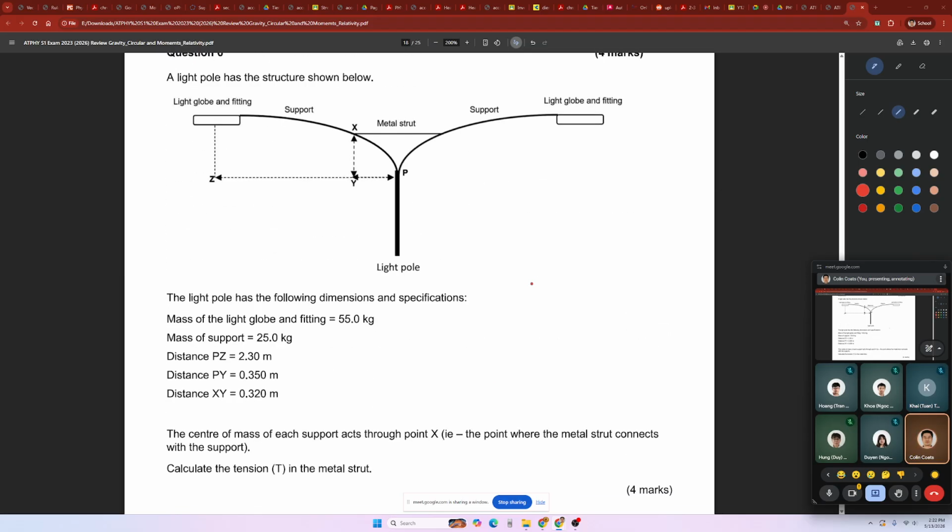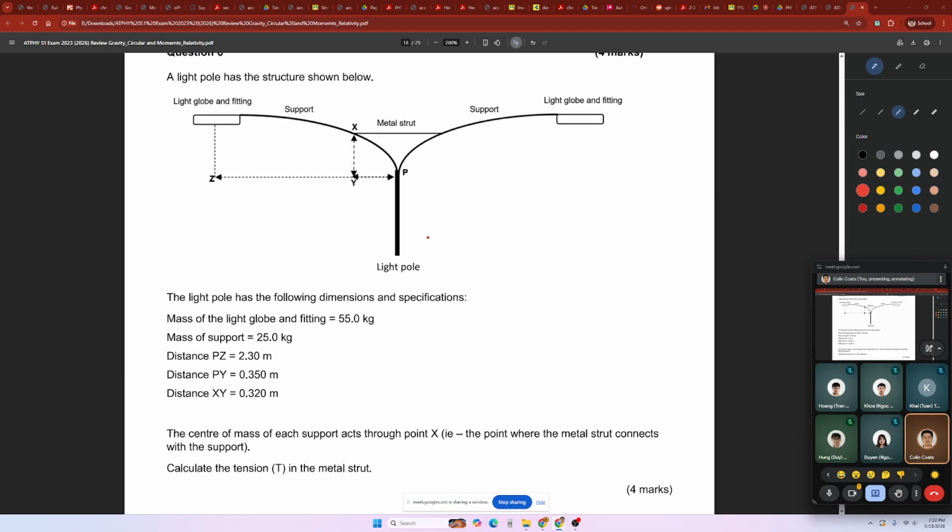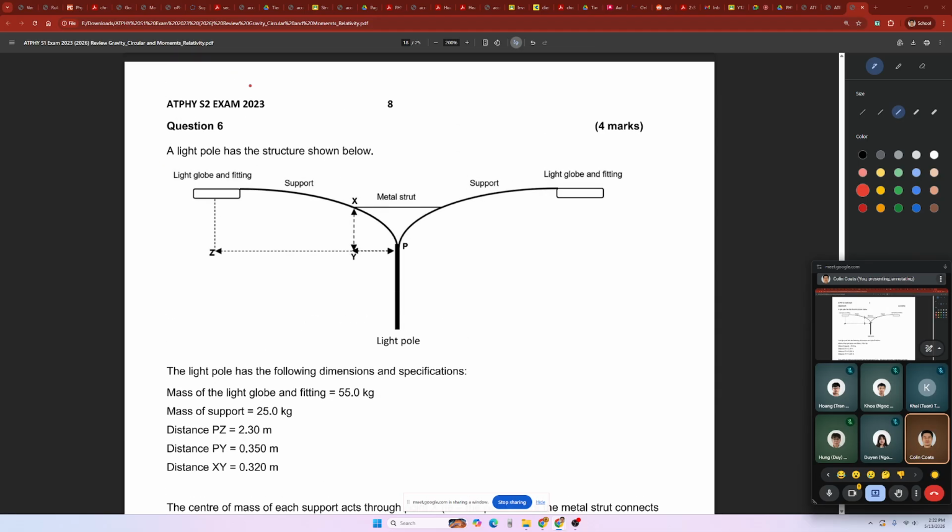Oh, all right. So we're gonna get to a moments question. It looks like here, and this is what, a street pole or light pole. So what we're looking at is how this vertical thing is supporting these horizontal ones, and at the end of them, these globes. Yeah? Okay. Let's see what we're asked to do.